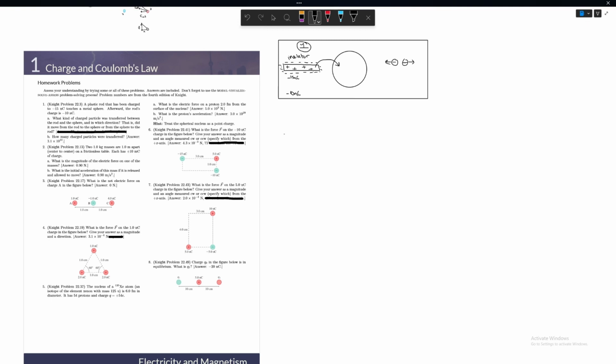Alright, that's question number 1. How many charged particles were transferred? How can you calculate this? Well, we have obviously 15 before, and then we got 10. So 5 went somewhere. Here they did how many charged particles were transferred, and they got 3.1 times 10 to the 9. So I'm pretty sure here they converted it to coulombs. If we take these and convert them to coulombs, nano is 10 to the -9, so we have 15 times 10 to the -9 coulombs.